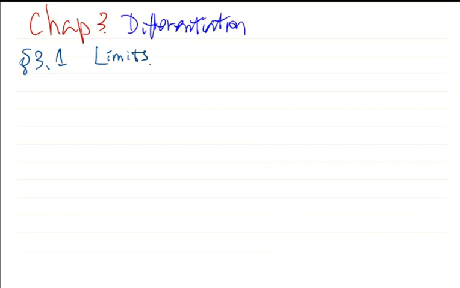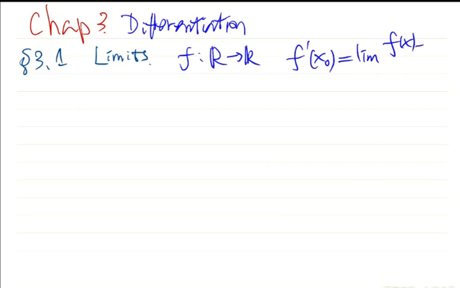In the study of single variable calculus, we know that the derivative of a real valued function at a point is the limit of the increment of the function divided by the change of the independent variable, taking the limit as x goes to x0. So this is the definition of derivative for single variable functions. So we need a limit.